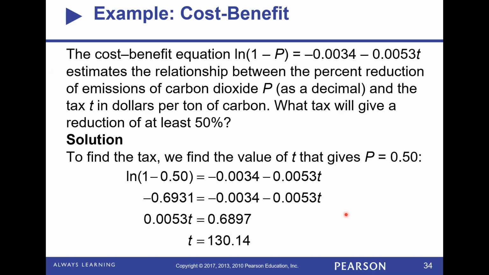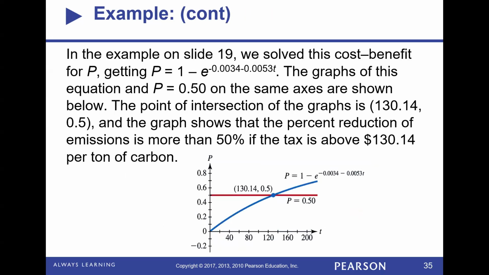So basically that tells me that if we have at least 50% reduction, then I need to really have above $130.14 per ton of carbon to really make that beneficial. Okay. Now, again, you'll notice my answer is above. So again, it's not just this number, but it's this number and above that makes it more beneficial for that P being 0.5. So it said at least here, so I said that or above for that.